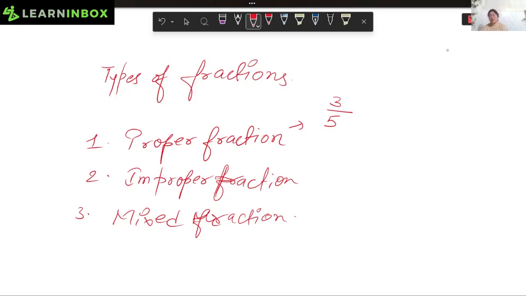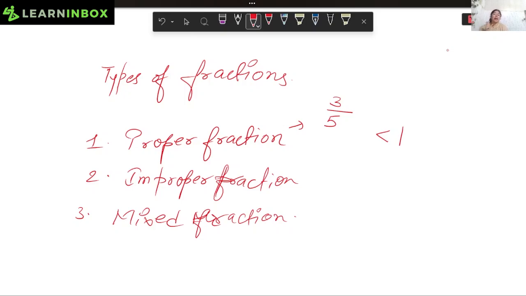So 3 by 5 is a proper fraction. Why is it so? Because a proper fraction means a fraction in which the denominator is greater, or you can say the numerator is smaller than the denominator. So a proper fraction will always be less than 1. If we divide 3 by 5, the value will be somewhere around 0.6, which is less than 1. So a proper fraction is always less than 1, in which the numerator is smaller than the denominator.